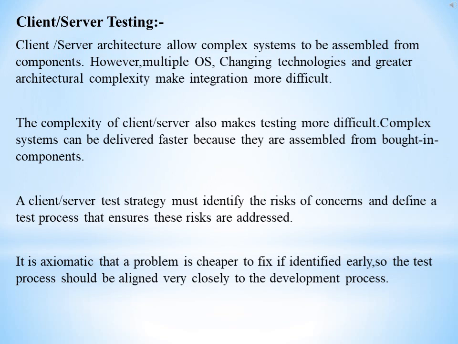Complex systems can be delivered faster because they are assembled from bought-in components. A client server test strategy must identify the risks of concern and define a test process that ensures these risks are addressed. It is axiomatic that problems are cheaper to fix if identified early, so the test process should be aligned very closely to the development process. Testing of a deliverable should occur as soon as possible after it has been built.